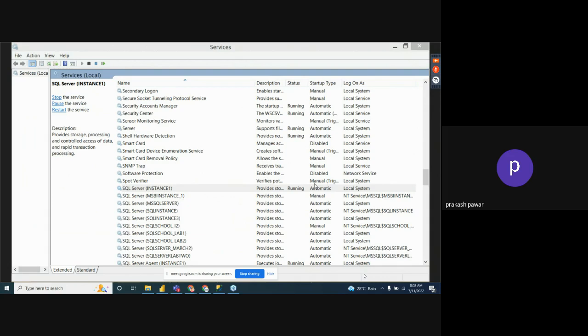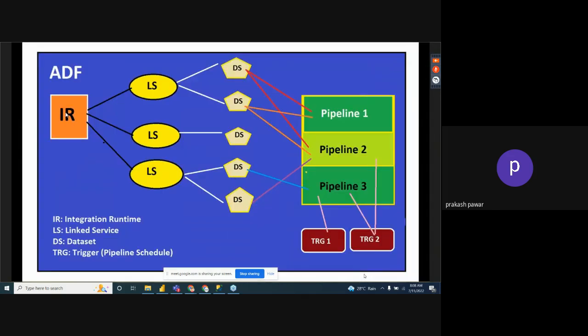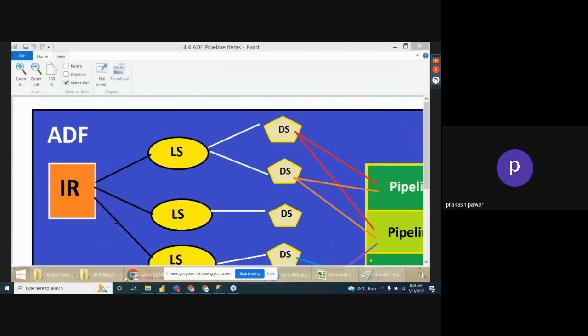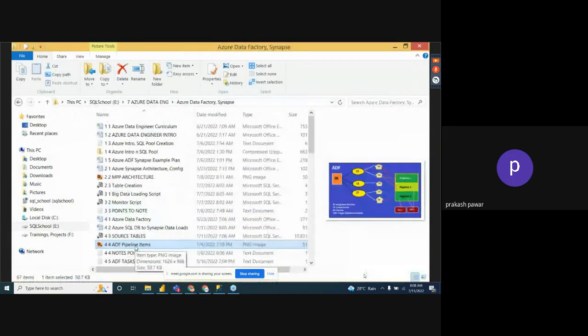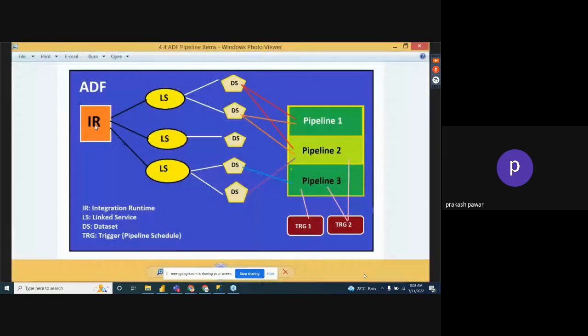In the next class, 4th chapter, you will see this diagram. From one IR, we will understand how to create multiple linked services. From one linked service, how to create multiple datasets and proceed for the file. Are you getting it now? In the very next chapter, 4th chapter, we are going to understand. I repeat again, one IR is used for multiple linked services. Purpose of IR: establish connection, do authorization, all validations.